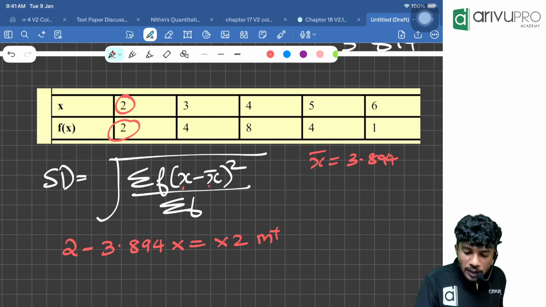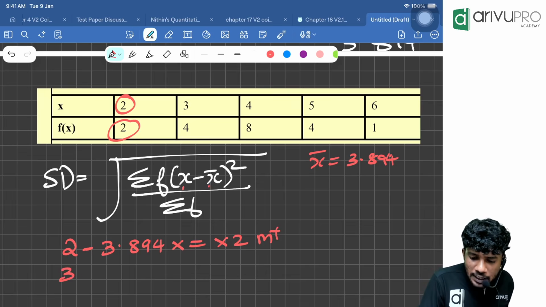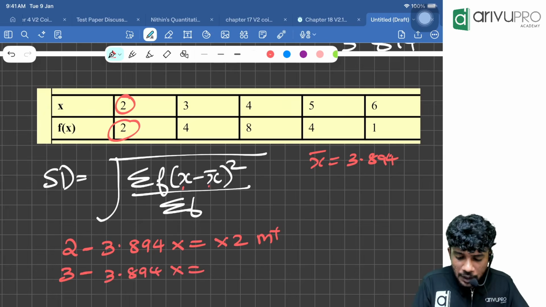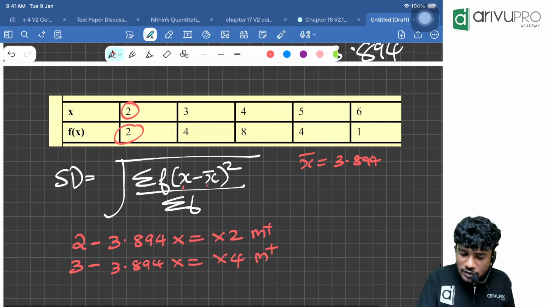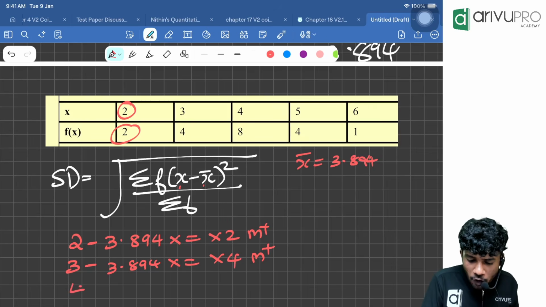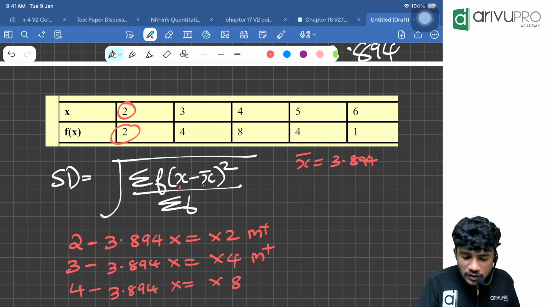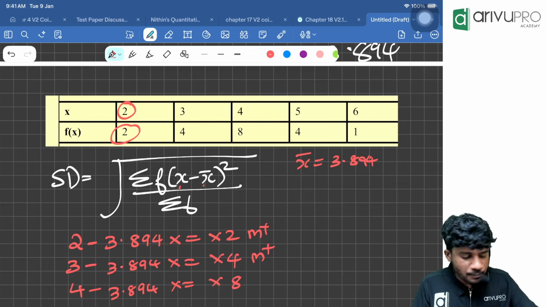Now, next one. Next x value is 3 minus 3.894 into equal to multiplied with 4. Click which button, people? M plus. That is also saved. Next one. Next value is how much? 4 minus 3.894 into equal to multiplied with 8. Click which button, people? M plus.